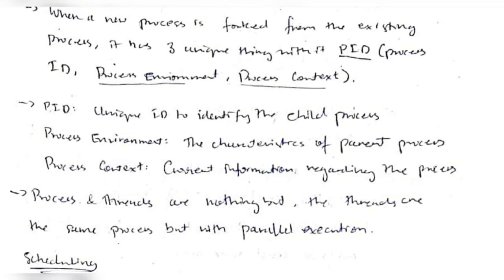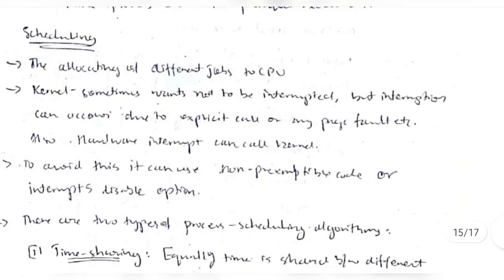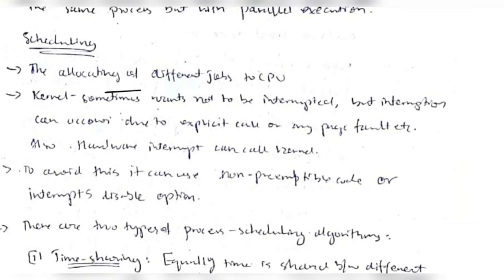And threads are nothing but the same process with parallel execution. So if the process P1 is there, you can have multiple threads for it, which are performing the task simultaneously. Okay, the next one is scheduling. Scheduling means allocating the different jobs to the CPU.